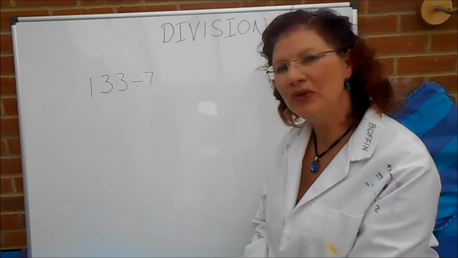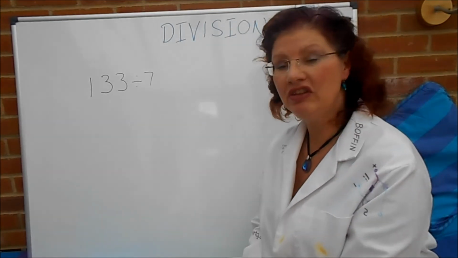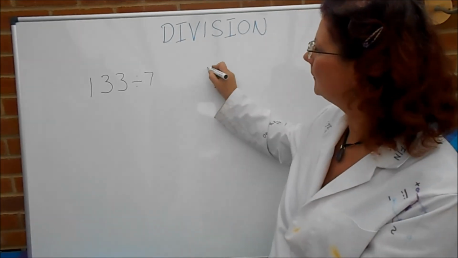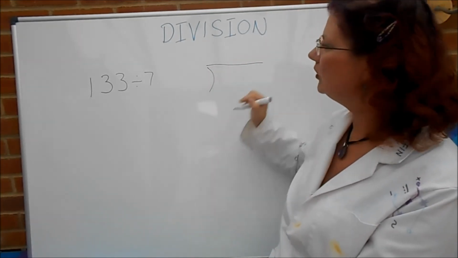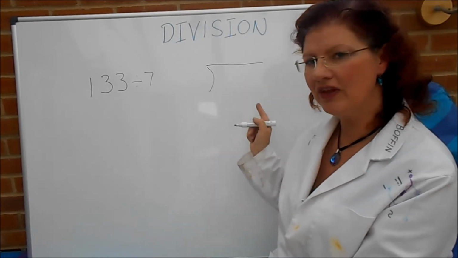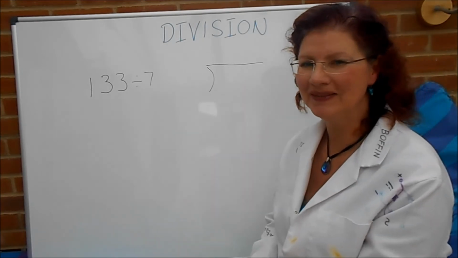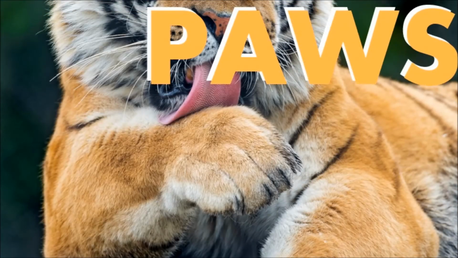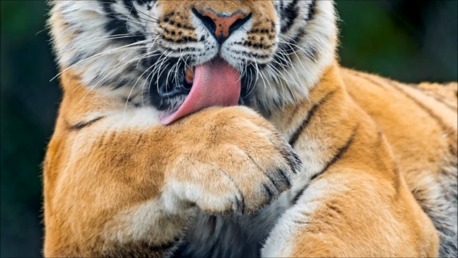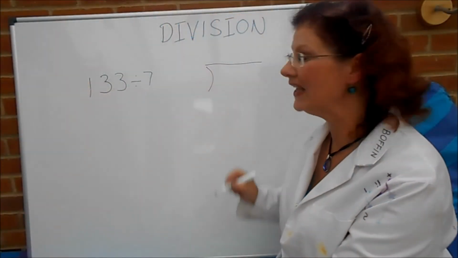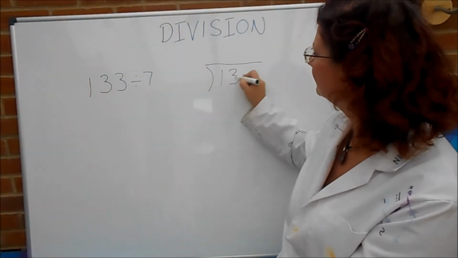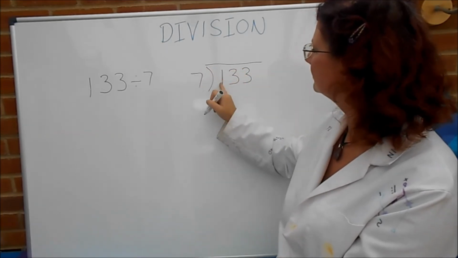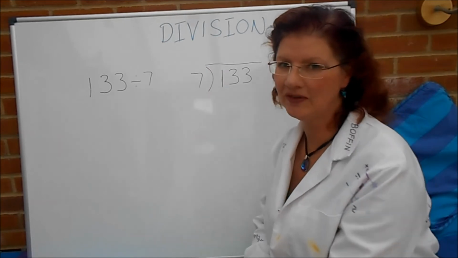Welcome back. Let's work through this one together. We've got 133 divided by 7. Right, here's the first place you're going to do some work. Could you write the 133 and the 7 in the right places in the bus stop, please? Pause the video and do that now. Okay, yours should look like this. The 7's outside the bus stop.